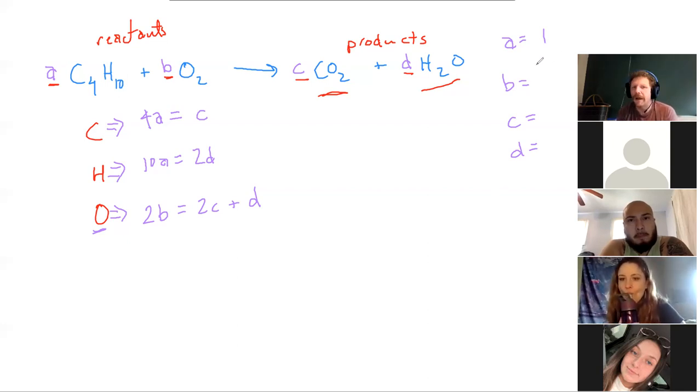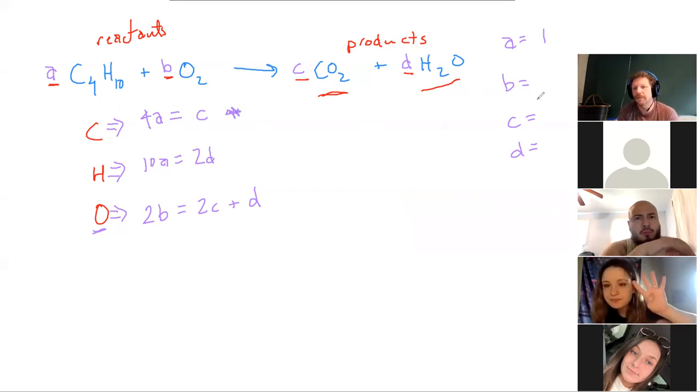Now, the great thing about this is when I plug in A equals 1, and I'm going to plug it into this equation right here. That was a really poorly drawn star there. What is my value for C? 4.